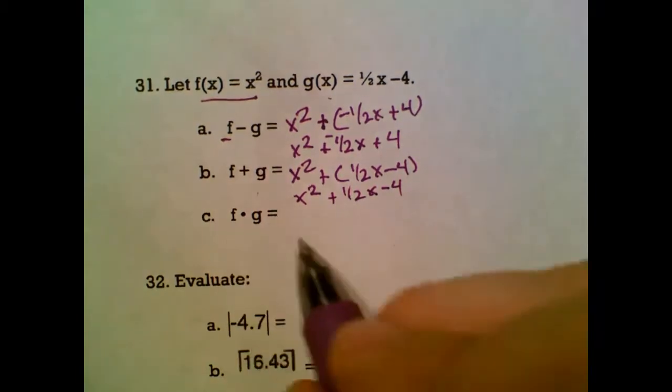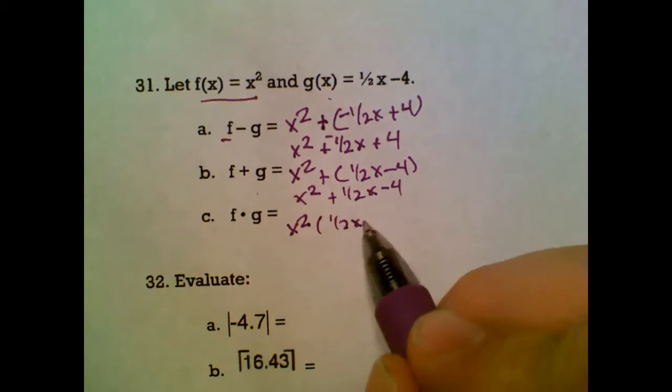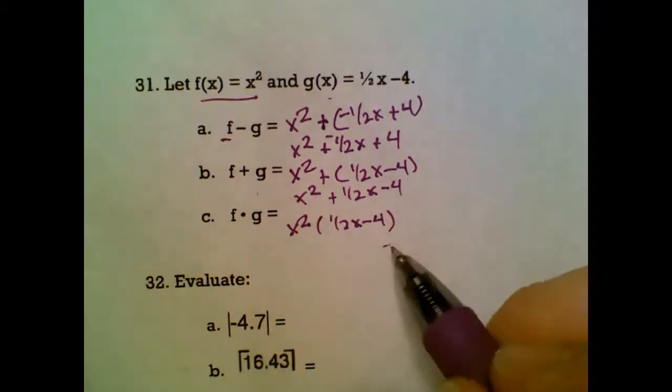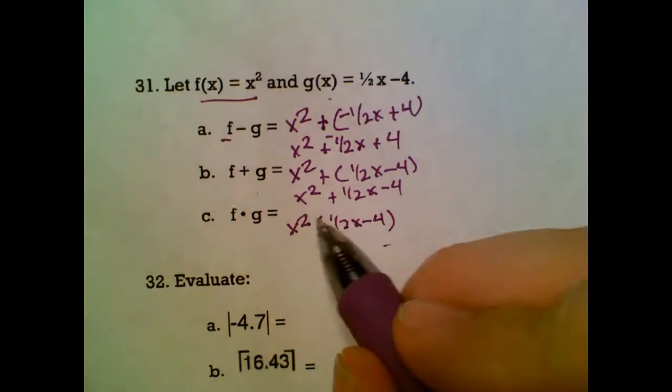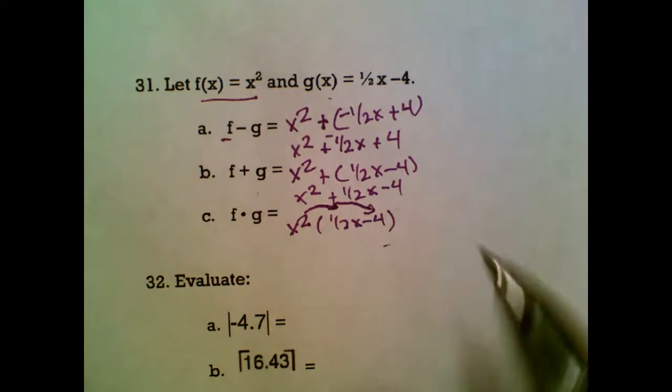Last one we have f times g, so what we have is x squared, that's our f, times our g, which is 1/2 x minus 4. Okay, this we can make a box and multiply it, or we could just distribute it in there. I'm going to choose to distribute this time. So I'm going to distribute this x squared here to the 1/2 x and to the negative 4.